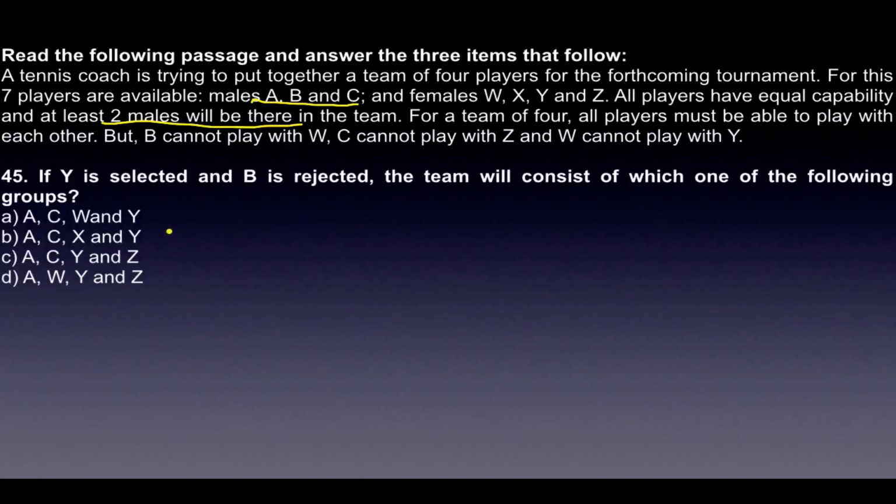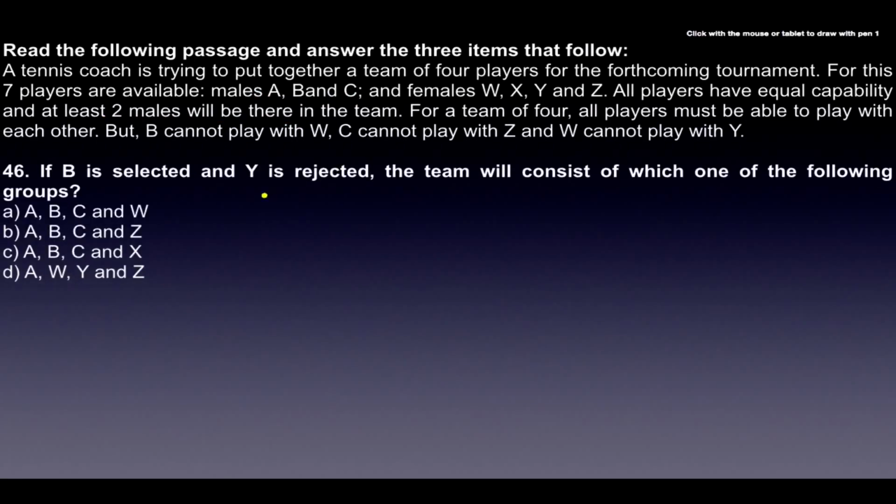Okay, Y is selected and B is rejected. Since Y is selected and W cannot play with Y, so W is gone. And since C cannot play with Z, so C is also gone. So answer by elimination is B. If B is selected and Y is rejected, since Y is rejected, so D automatically goes. Since B is selected, B cannot play with W. Now C cannot play with Z, so answer again is C.